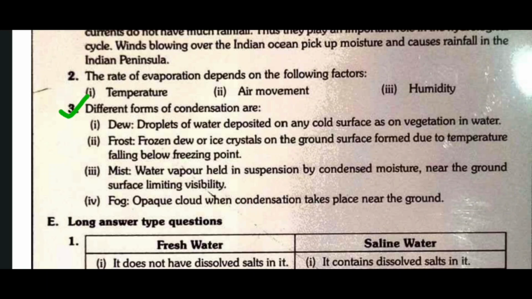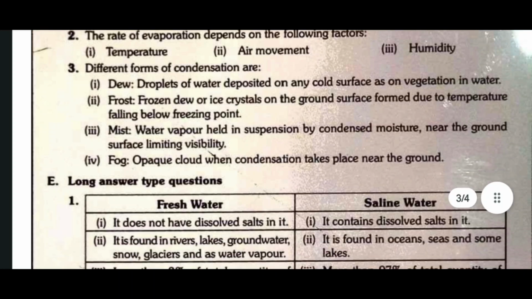Then question number 3. Explain the different forms of condensation. First, different forms of condensation are dew: droplets of water deposited on any cold surface, as on vegetation. Second is frost: frozen dew or ice crystals on the ground surface formed due to temperature falling below freezing point. Then mist: water vapor held in suspension by condensed moisture near the ground surface, limiting visibility. Then fourth, fog: an opaque cloud when condensation takes place near the ground.